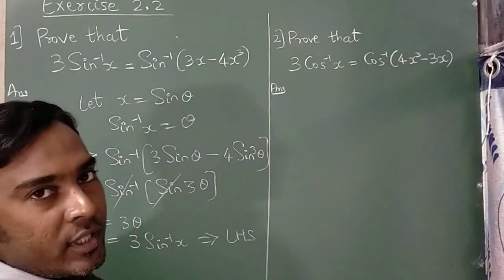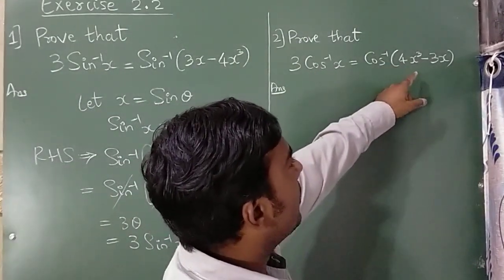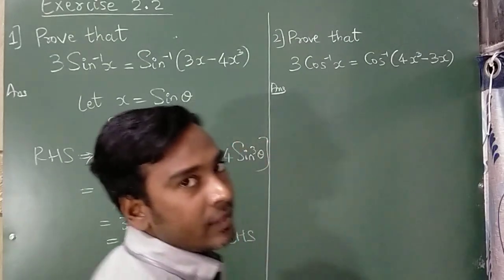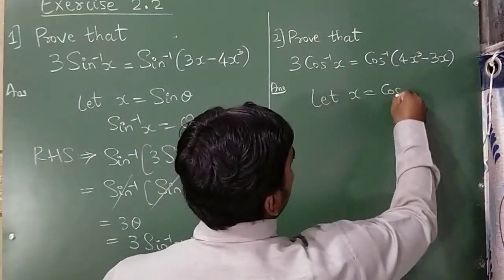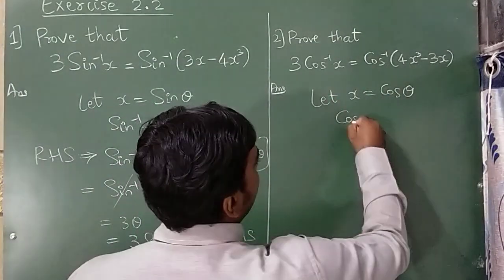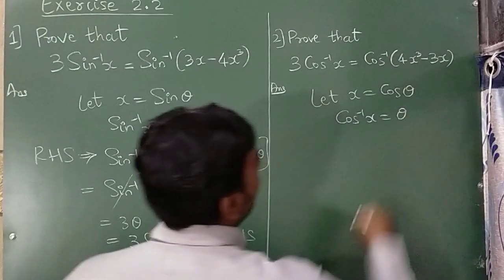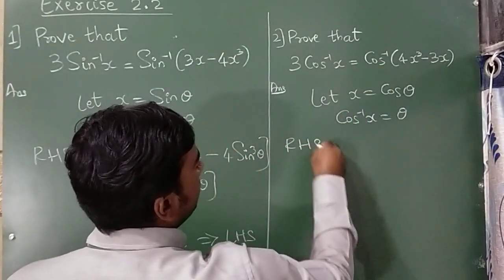Fine. Let's move on to the second sum. Prove that 3 cos inverse of x is equal to cos inverse of 4x cube minus 3x. So let x is equal to cos theta. Fine. Take this cos theta on the left hand side, it will become cos inverse of x is equal to theta. So I am going to consider the RHS part.